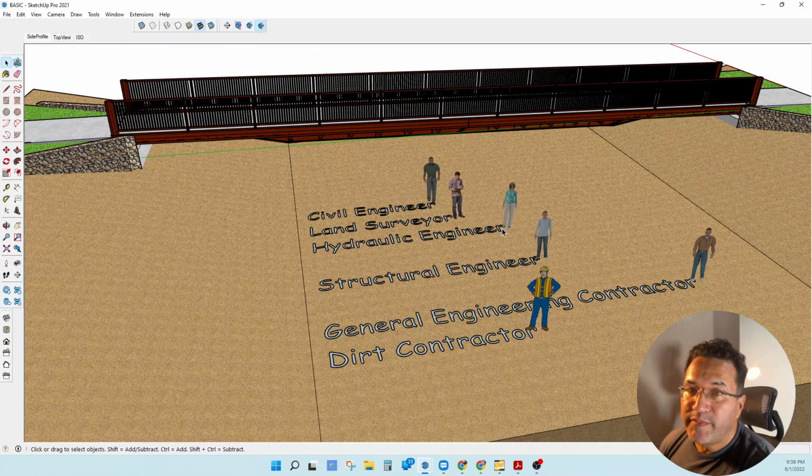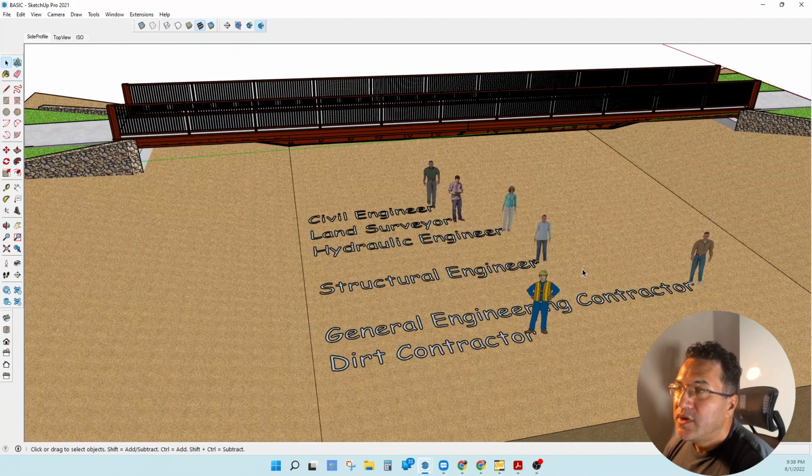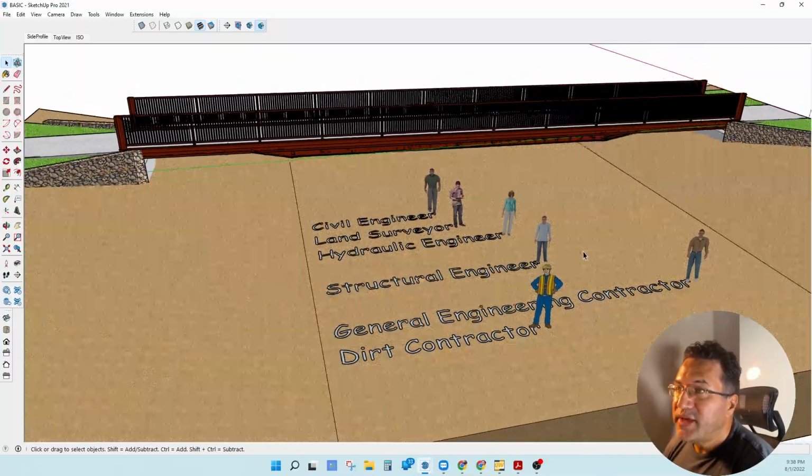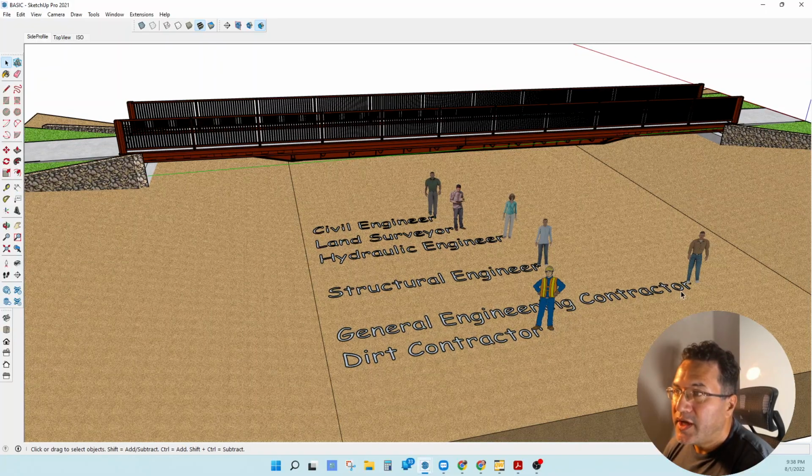Now that's in compared to like a B contractor or a C contractor or just a building contractor who can build a house or a building. A general engineering contractor, we can do infrastructure, roads, bridges, highways, anything big and heavy. That's a general engineering contractor.